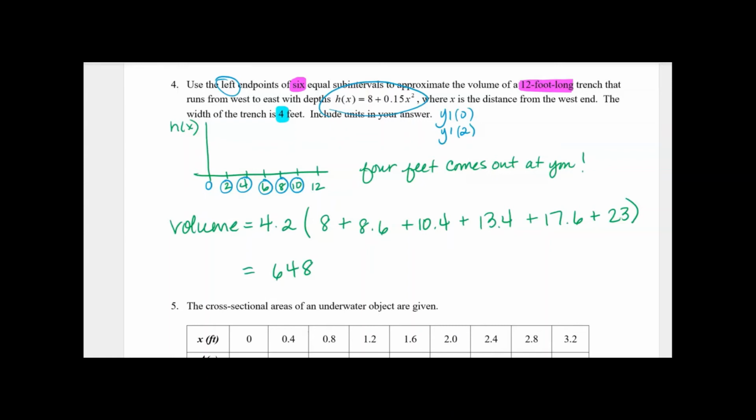So just like in all the other questions, you want to make sure that your units work out, that this is giving you a volume unit. You've got 4 feet wide, 2 foot long intervals, and then different depths that are each of these calculations. So that gives you feet cubed. It did say to include units in your answer, and so you should make sure you do that.